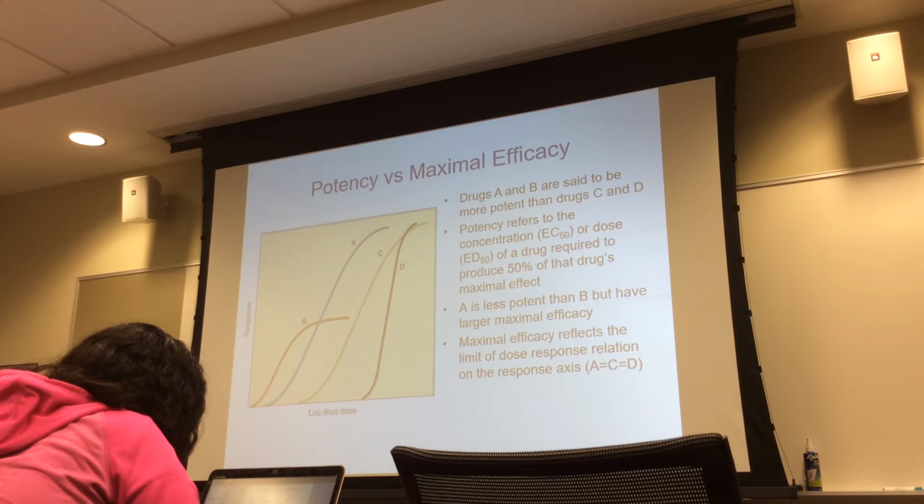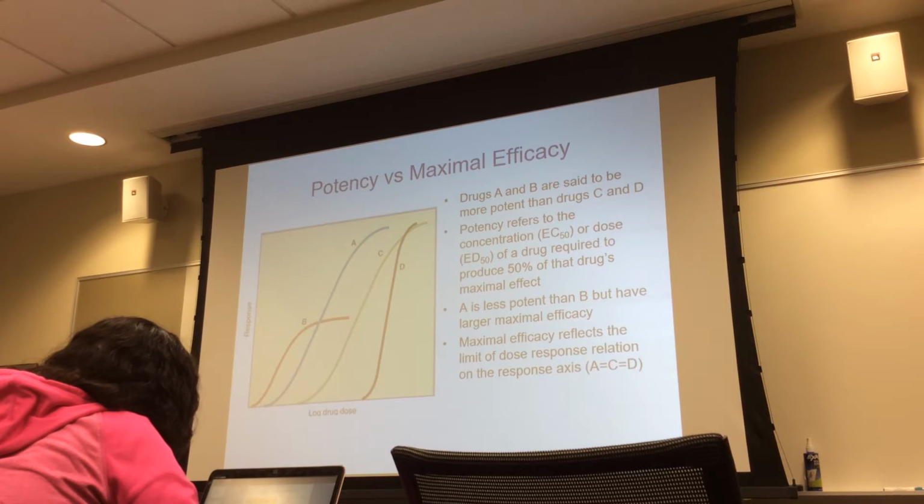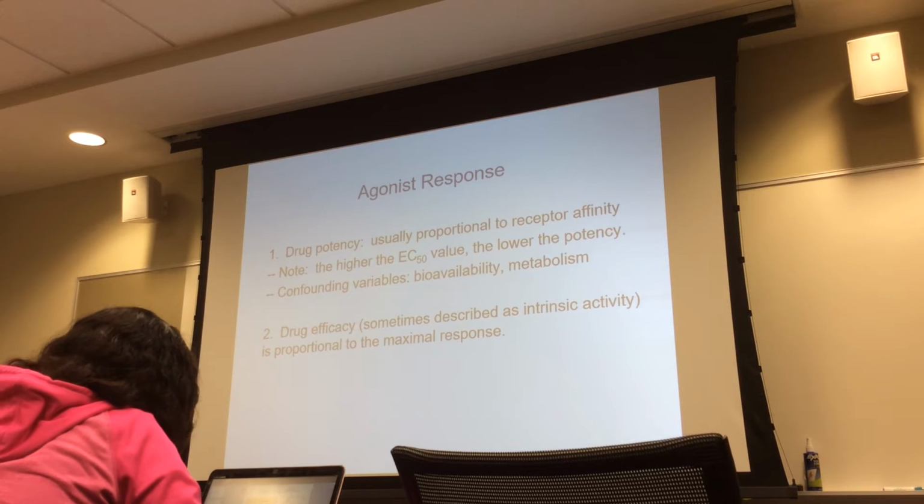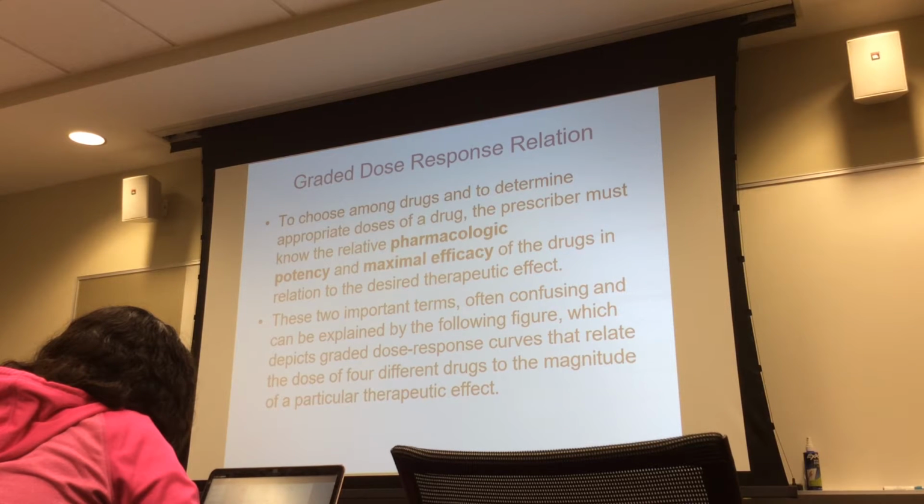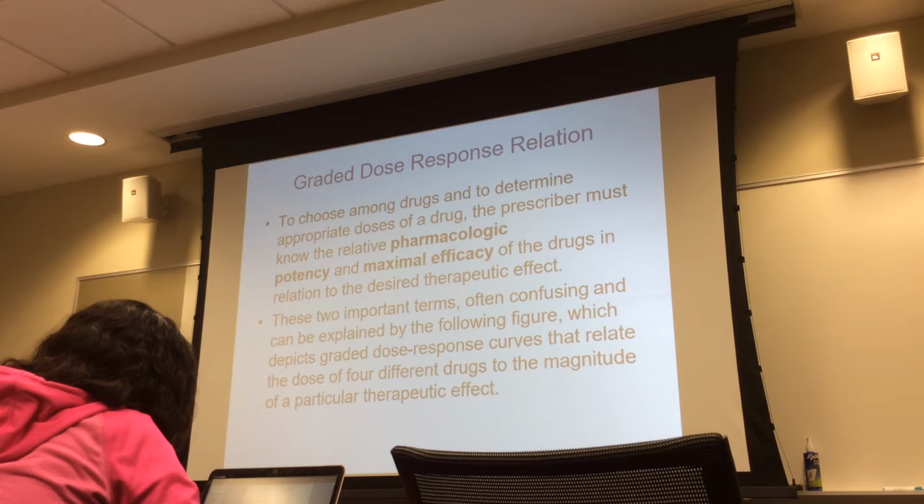Okay, so we're going to talk about two other concepts, which are affinity and potency. To choose among drugs and determine the appropriate dose of a drug, the prescriber must know these two things: the potency and the maximal efficacy of the drug. How potent is this drug and how much of an effect can I achieve? So you may have a drug that's very potent, but you're not achieving much, or a drug that's less potent, but you can achieve a maximum response. And what does that difference mean?